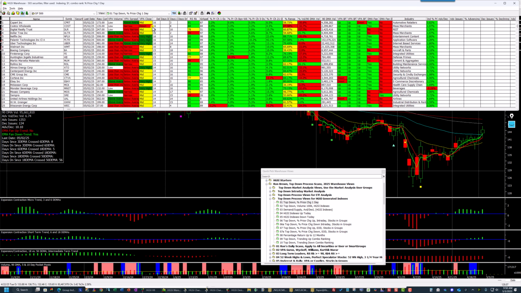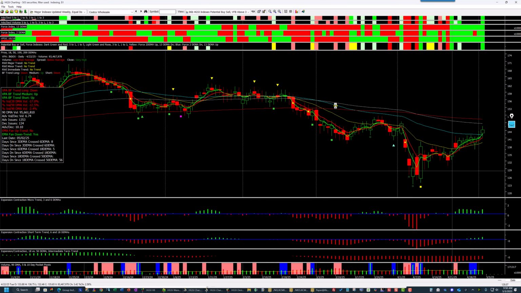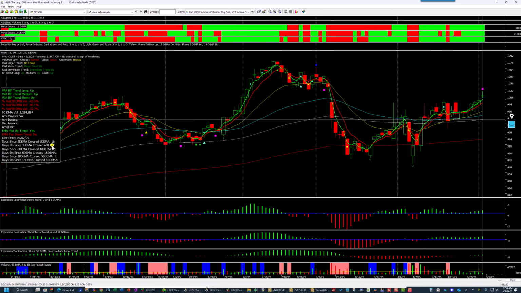So I'll just click on Costco. And it says it crossed over 17 days ago. And here's where the crossover occurred on it. Now it's been choppy throughout this area here, but it's never really looked back and challenged this. So that was the crossover day here.